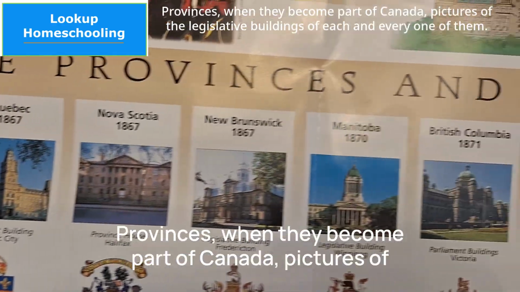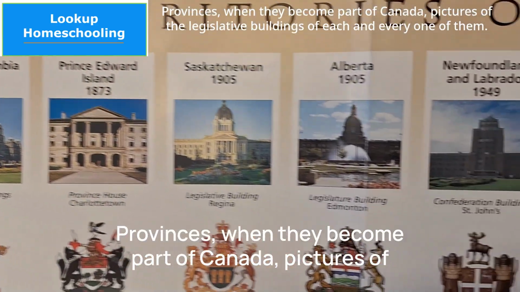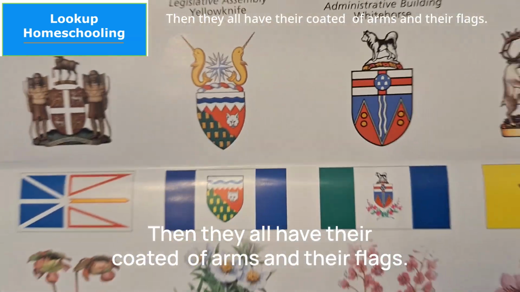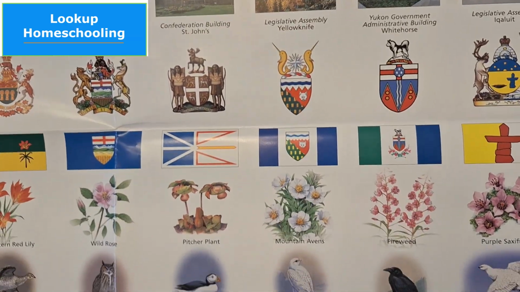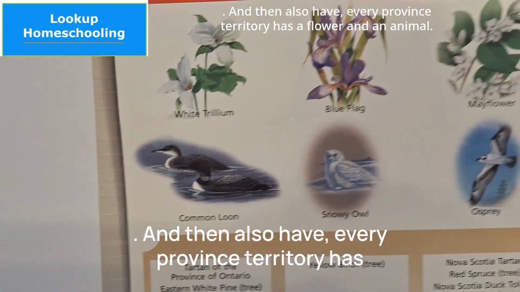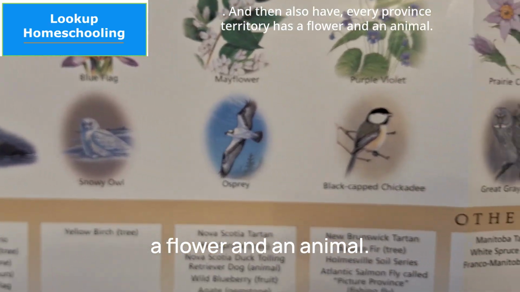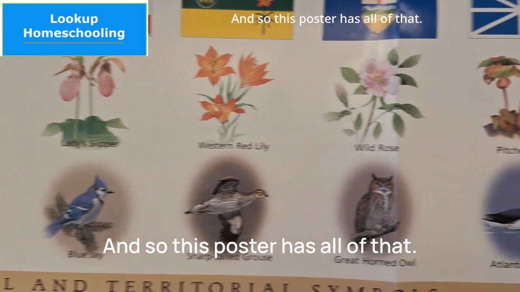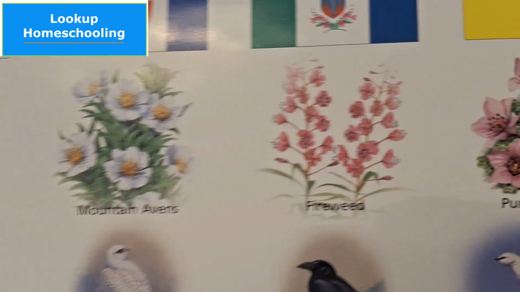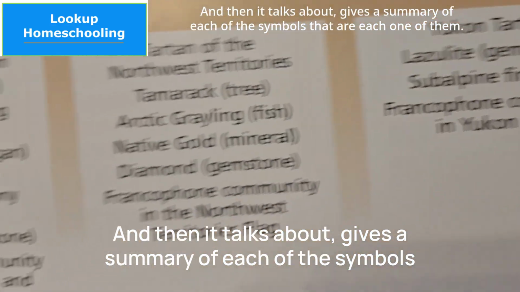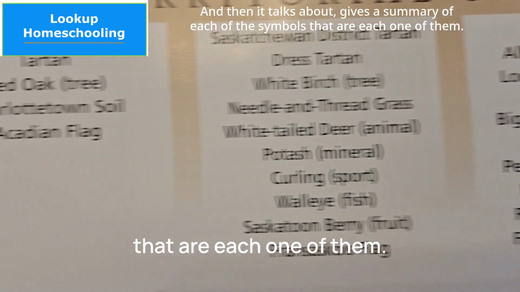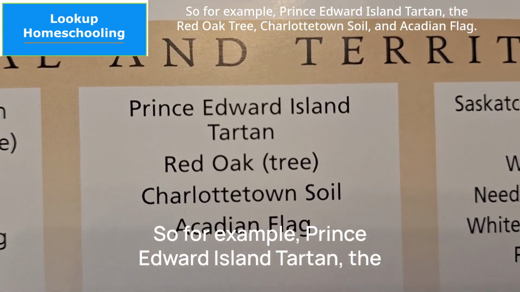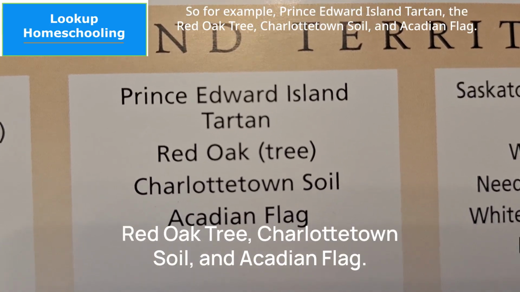Here we go. Provinces when they become part of Canada, pictures of the legislative buildings of each and every one of them. Then they all have their coat of arms and their flags. And then every province and territory has a flower and an animal. And so this poster has all of that. It's quite interesting. And then it gives a summary of each of the symbols in each one of them. So for example, Prince Edward Island: tartan, the red oak tree, Charlottetown soil, and a Canadian flag.